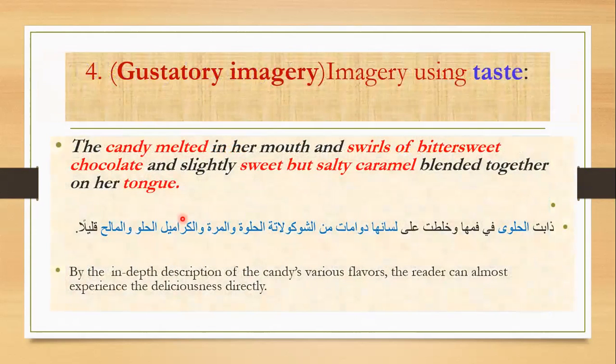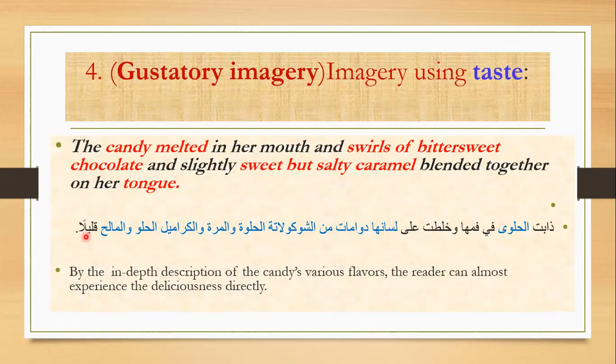The fourth type, gustatory imagery, using taste. The candy melted in her mouth and swirls of bittersweet chocolate and slightly sweet but salty caramel blended together on her tongue. So here the writer is describing what kind of taste that lady experienced, as if we are tasting the same taste of the candies.